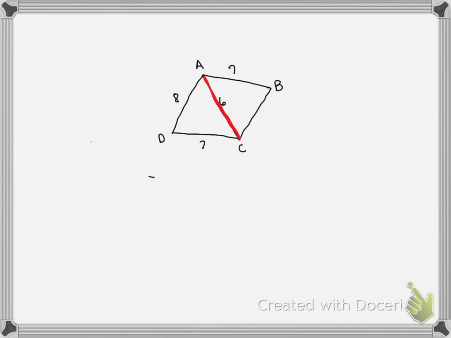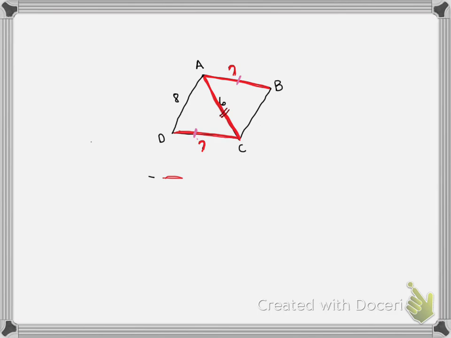Now, we have 7 over here, and we have 7 over here, okay? So far, that side and AC and this side and AC are congruent, right? Those are congruent to each other. Let's mark that, okay? 7 and 7, those are congruent to each other. And AC is congruent to itself.